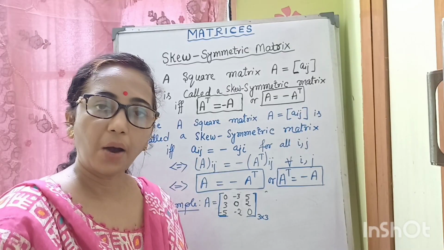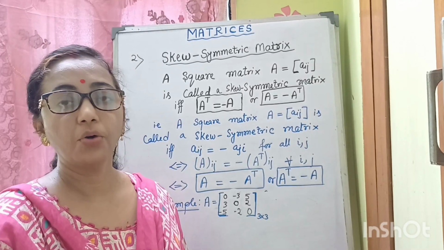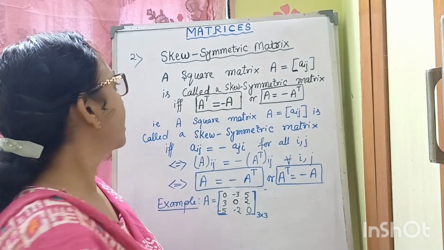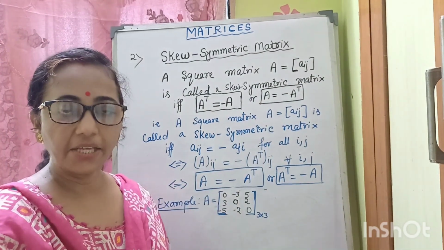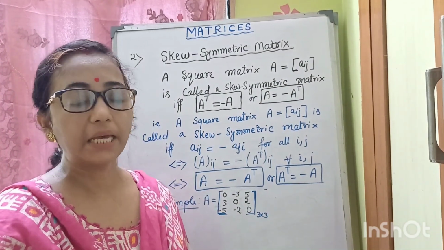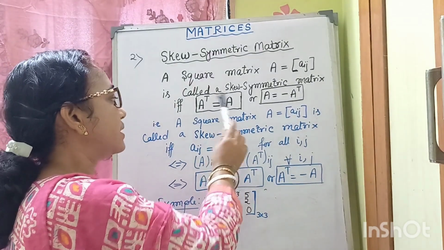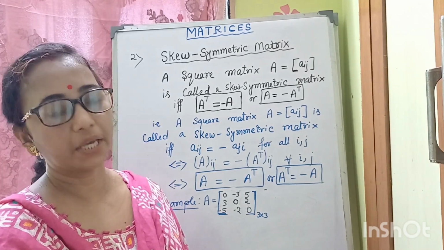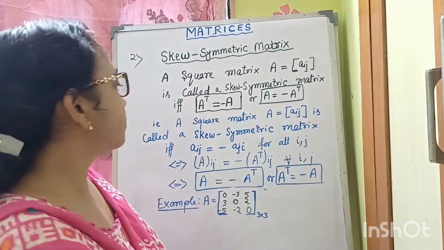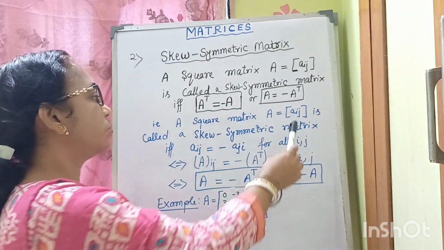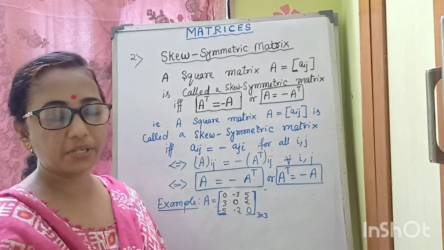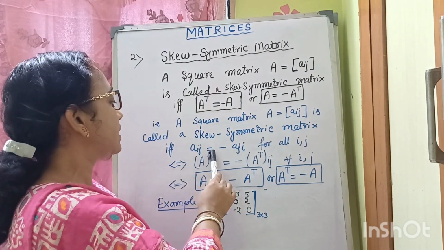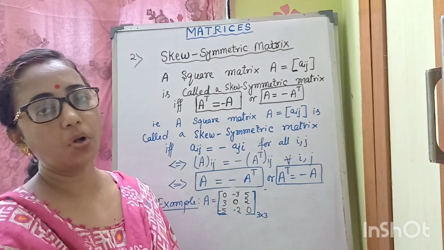Now let us see another type of matrix, which is known as a skew-symmetric matrix. What is a skew-symmetric matrix? A square matrix capital A equal to Aij is called a skew-symmetric matrix if and only if A transpose matrix is equal to minus A, or we can say that A matrix is equal to minus of A transpose. So in other words, a square matrix capital A equal to Aij is called a skew-symmetric matrix if and only if the ijth element, that means Aij, is equal to minus of Aji for all i and j.